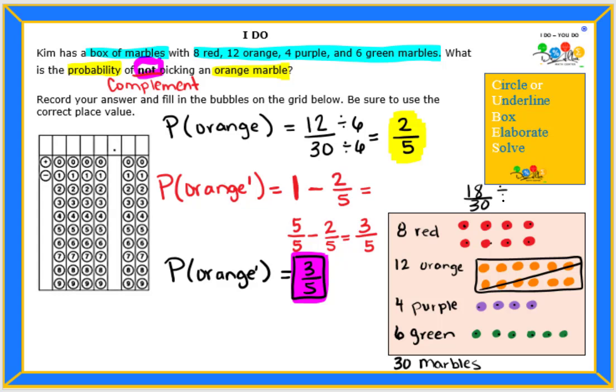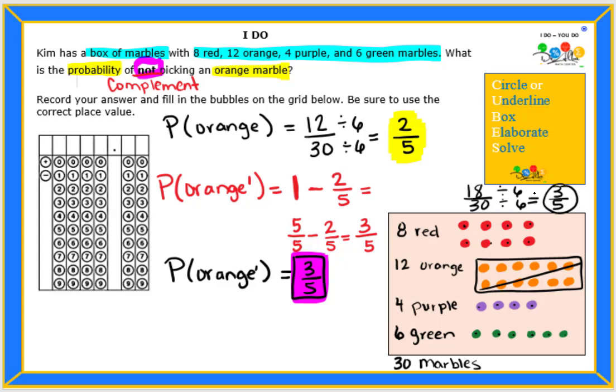We can simplify using the greatest common factor, which is 6. So 18 divided by 6 is 3, and 30 divided by 6 is 5. You see how we got the same answer? So the probability of not selecting orange is 3/5, and we can see that with our picture model.